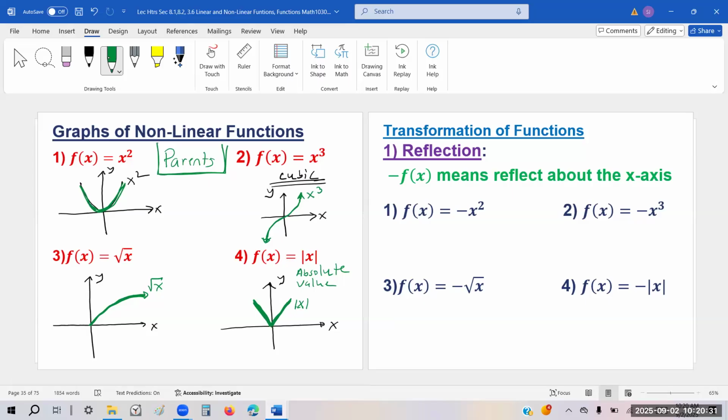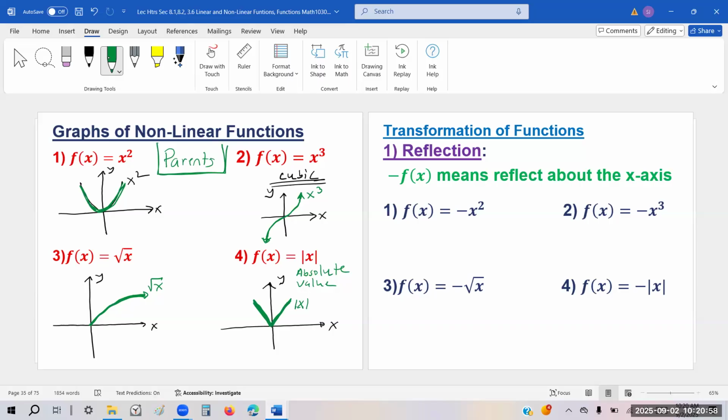The first transformation is reflection. It means you have all the original graphs, all the original functions, but in front of the function, you have a negative sign. So the original graph is x squared. For reflection, we have negative x squared. The original graph is cube, x cube. For reflection, we have negative x cube.